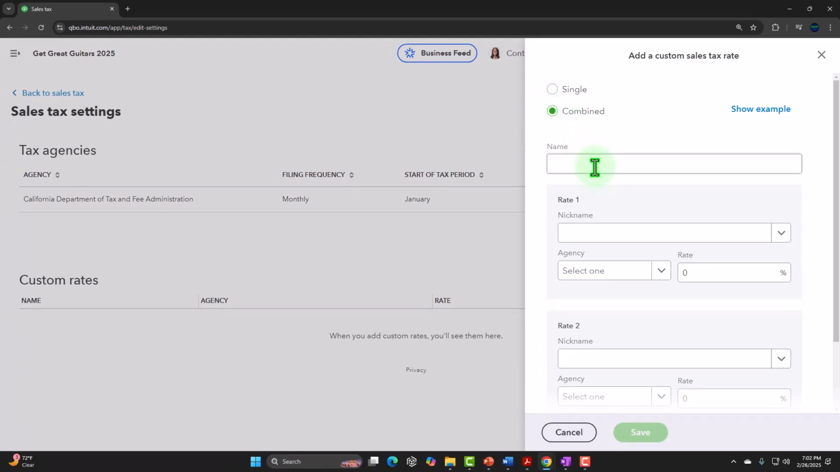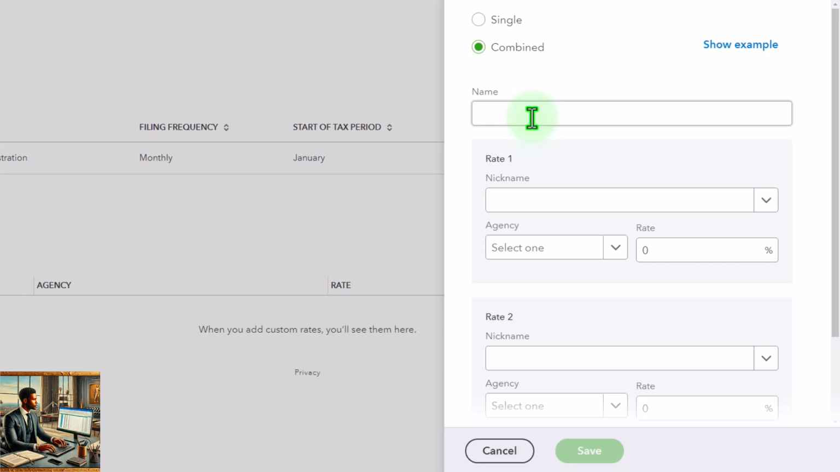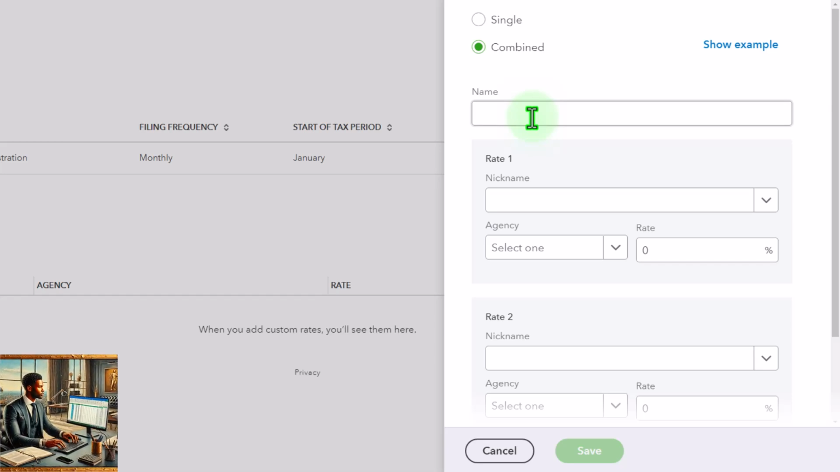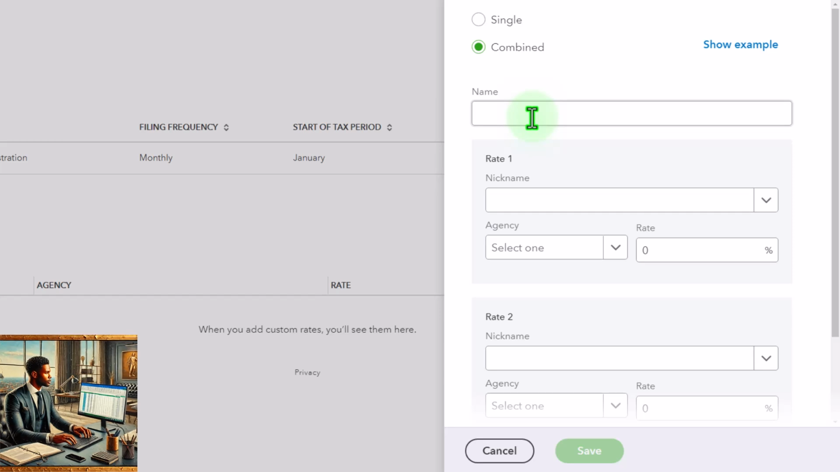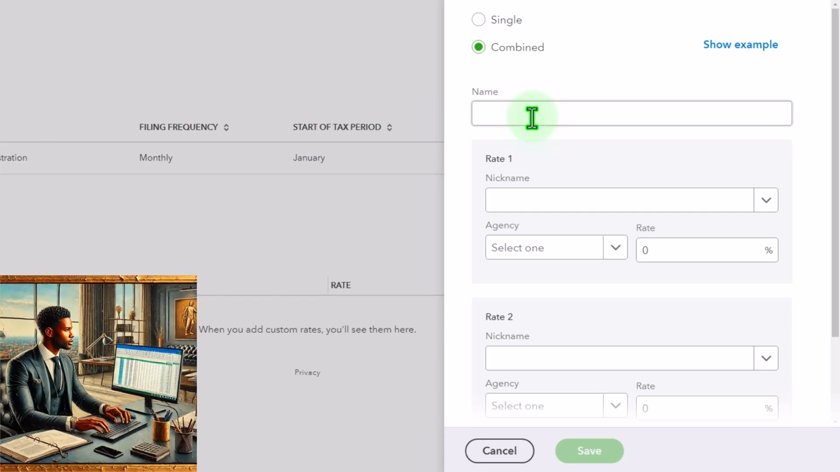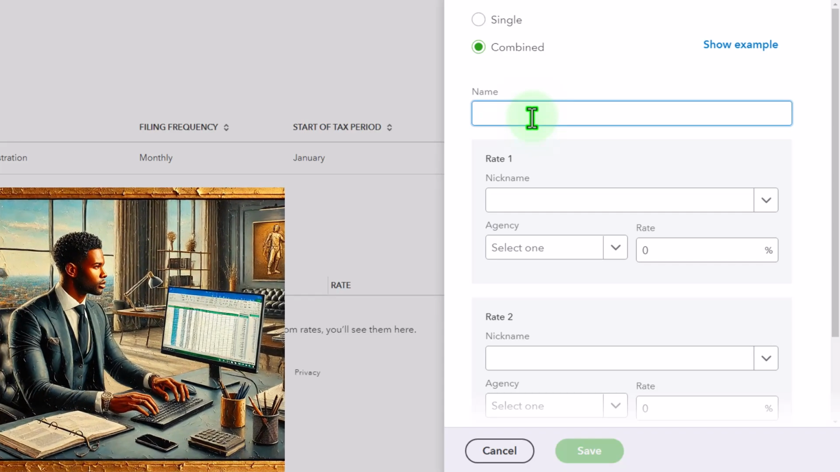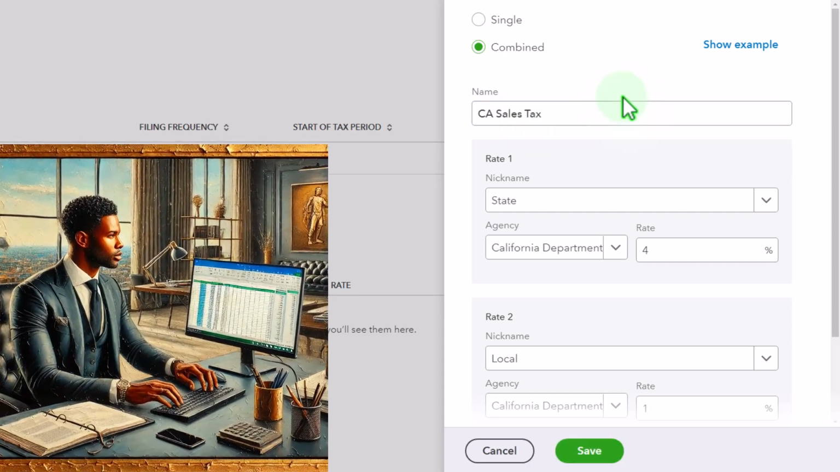And so the reason I'm going to be thinking about it as combined is because possibly when you're dealing with sales tax, you might have state tax and then local taxes that basically combine together, so that you're basically paying multiple sales taxes, but you want to be collecting them at the same time. So it's going to look something like this.